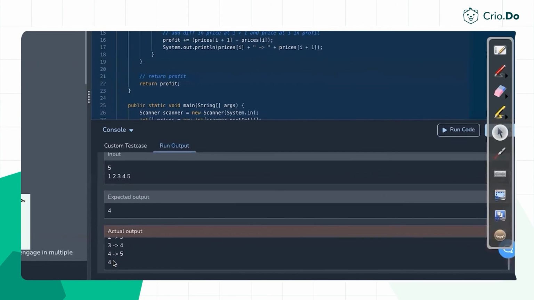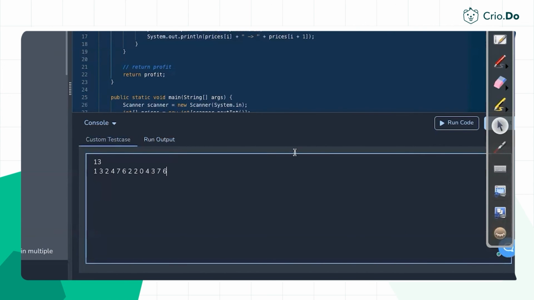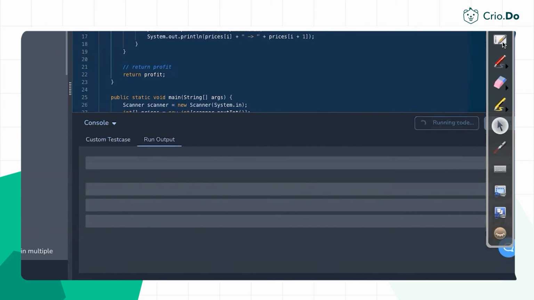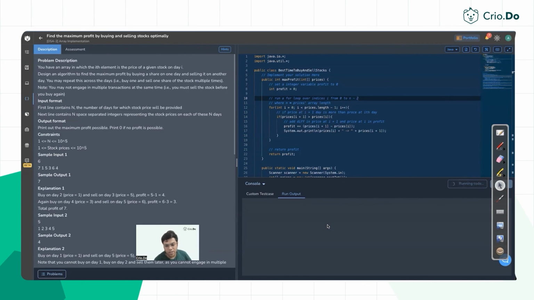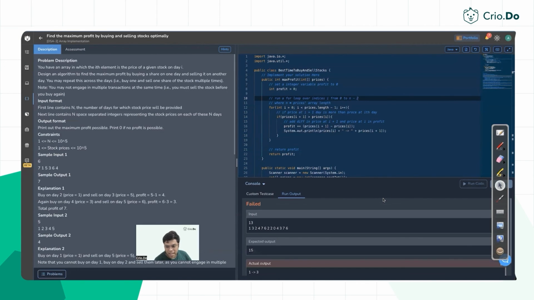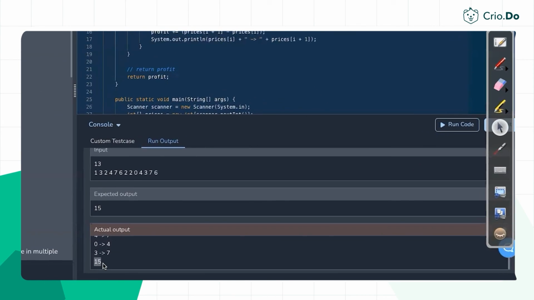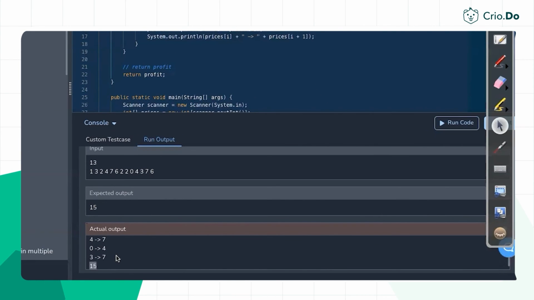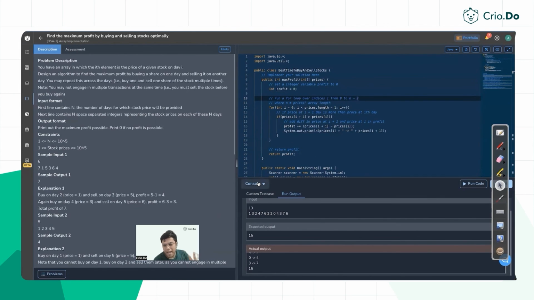The output it is giving me is 4, and all the transactions are also getting printed. But let's take the sample test case which we had done a dry run on, that is having 13 days, the bar chart which we drew. It is taking some time to run. Hopefully it should give me all the transactions. As you can see, the output is 15. That is, the total final profit is the same. Transactions are from 1 to 3, 2 to 4, 4 to 7, then from 0 to 4, and then 3 to 7. So all the transactions are same as discussed.